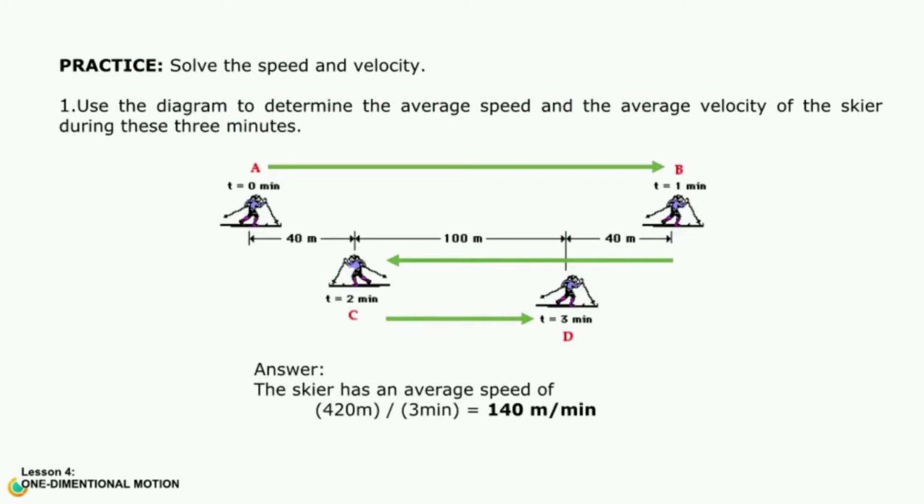Now substituting 420 meters, we calculate the average speed as 420 meters divided by 3 minutes, we get 140 meters per minute.